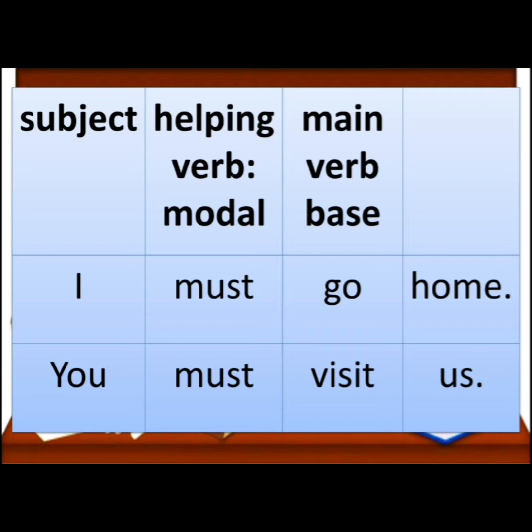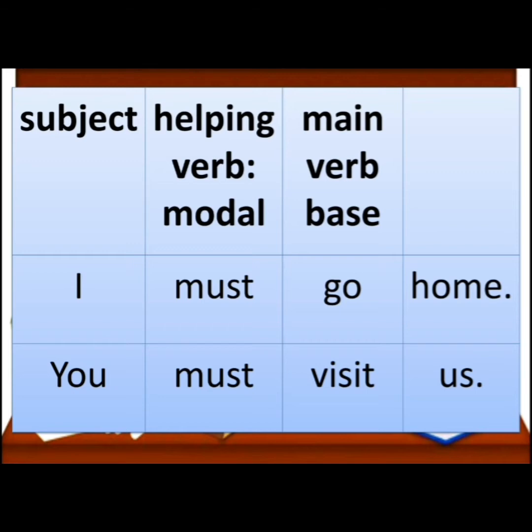Here is our second example. You must visit us. You is the subject, visit is the main verb, while us is an object. You visit us is still a complete sentence, plus the helping verb or modal must. What did you notice? You may observe that even without the use of modals, a sentence still has a complete thought.